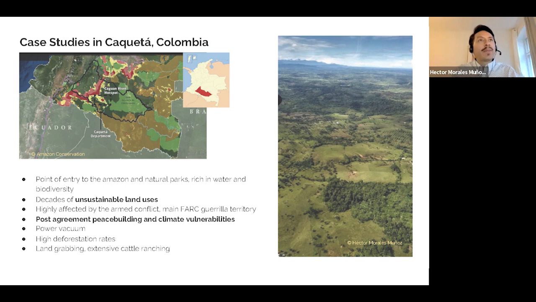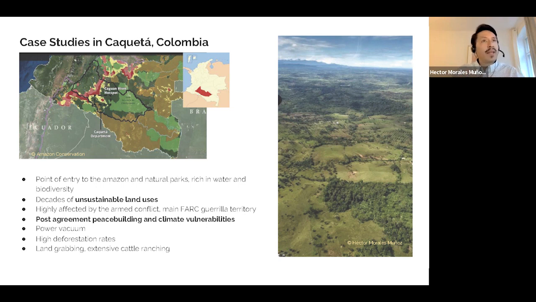in peace building. So the two case studies that we conducted were in Caquetá, Colombia, which is a region in the south of Colombia and is the entry point to the Amazon region in Colombia. So it is an area that is very rich in water and biodiversity.